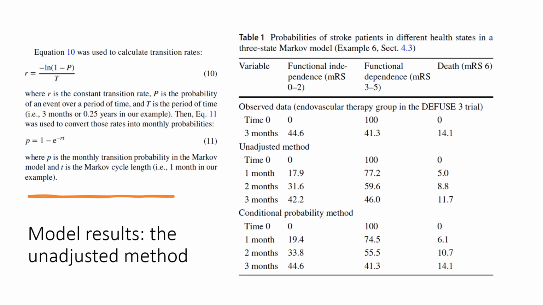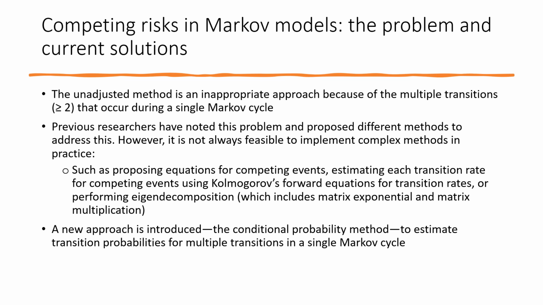When using the unadjusted method with equations 10 and 11 for the Markov model, we found that the model outputs were not consistent with the observed data. The unadjusted method is an inappropriate approach because of the multiple transitions that occur during a single Markov cycle.